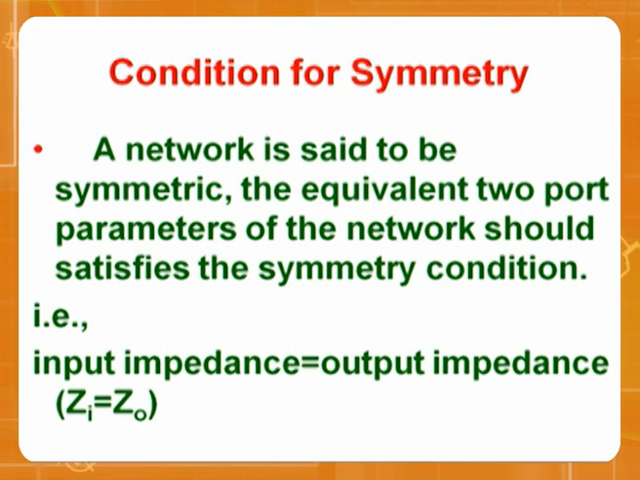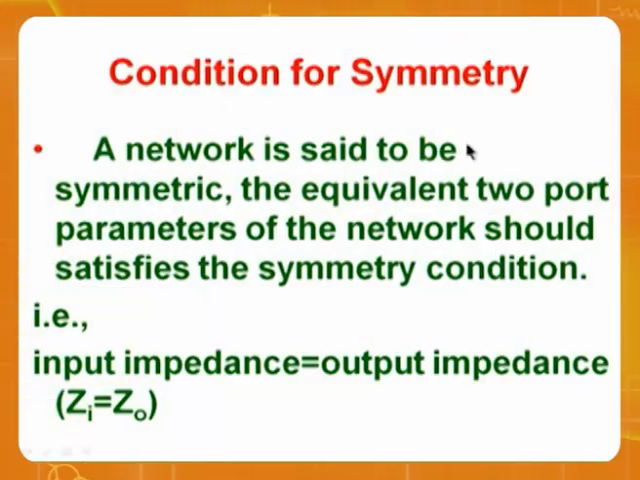Then the most important condition in two-ports is the condition for symmetry. Why is symmetry required? Symmetry tells you that whatever impedance you have here, there is the same impedance here. If the impedances are equal, you can exchange them. That's why you can use a transmitter as a receiver, and a receiver as a transmitter. So we need to understand what it means by symmetry and what the definition is.